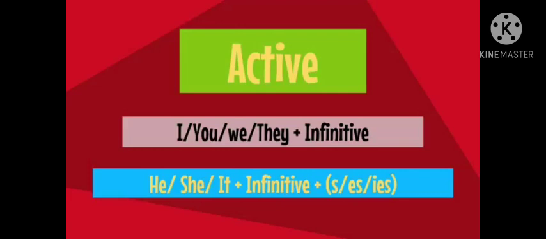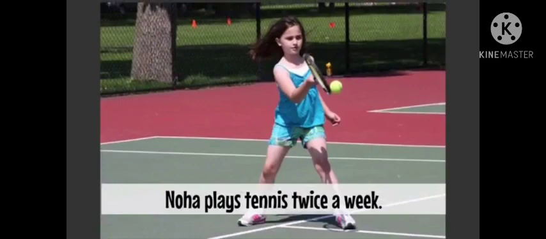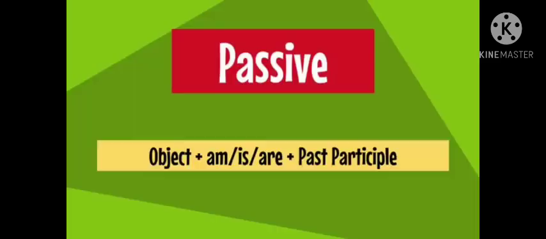This is a basic rule we have to consider when we are making a statement in simple present tense active voice. Here we have a few more examples. Just go through it. Cats eat fish and dry food. Noah plays tennis twice a week.